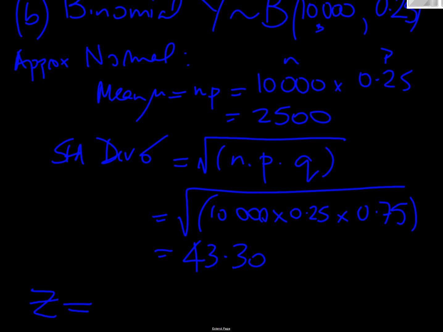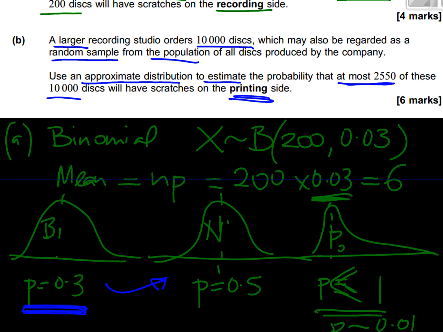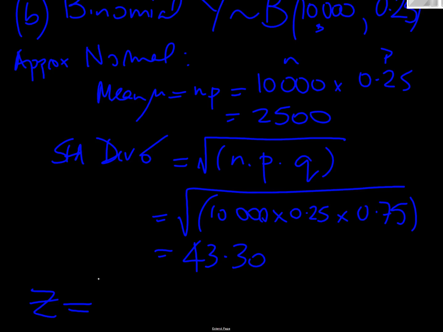And what did they ask us in this case? Let's just stop a sec and have a quick look back. And they asked us, what's the probability of at most 2,550? So what are they interested in? They're interested in us finding the probability that x is at most, so that's less than or equal to 2,550.